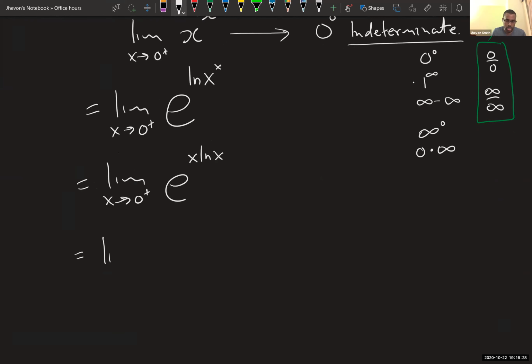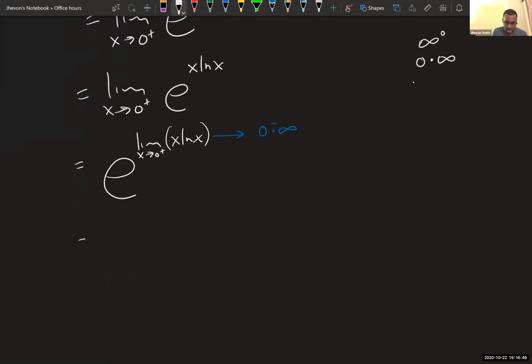Now you can also realize that limits pass through continuous functions. So when you write it like this, you only have to focus on what happens in the power. If I rewrite this, the power now behaves like 0 times infinity, in fact negative infinity. So you can rewrite that as ln of x over 1 over x. And this, you'll notice, approaches infinity over infinity, in fact negative infinity over infinity. And that means you can use L'Hopital's rule.